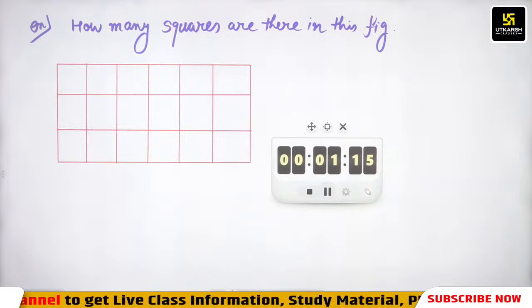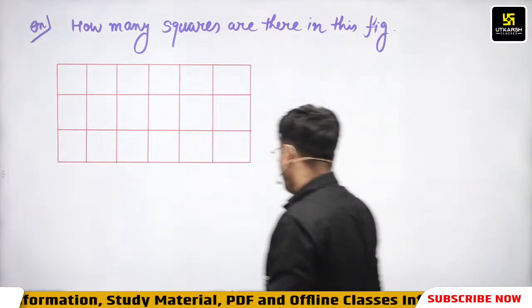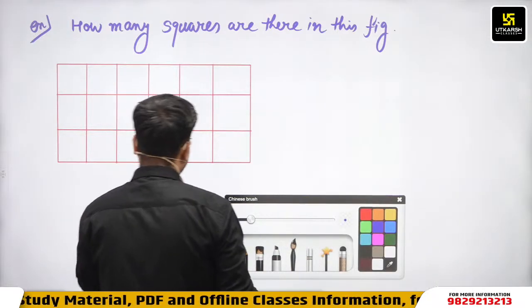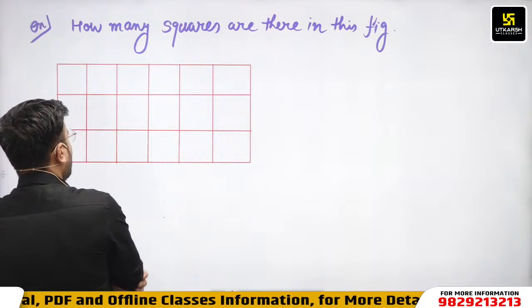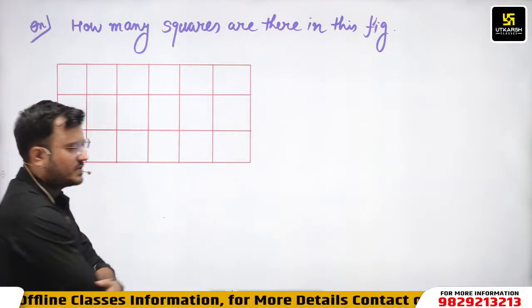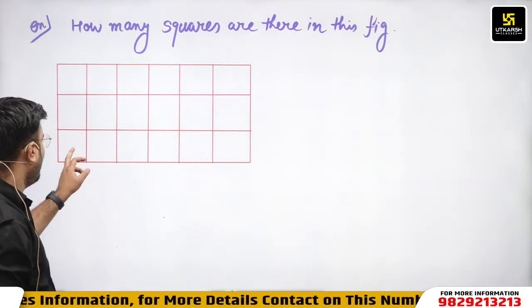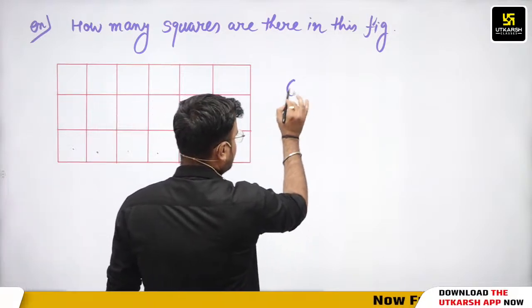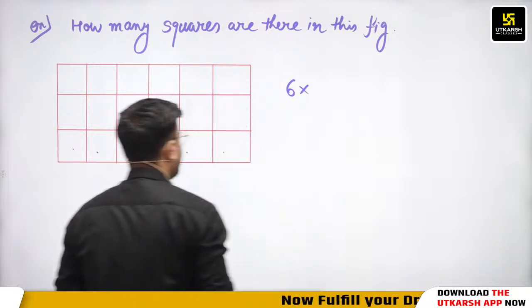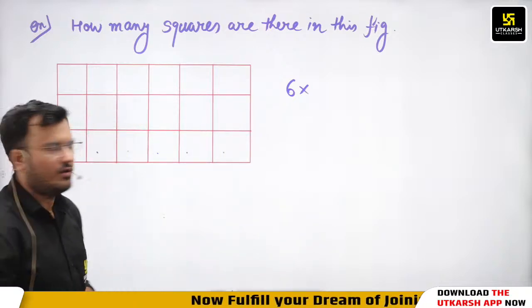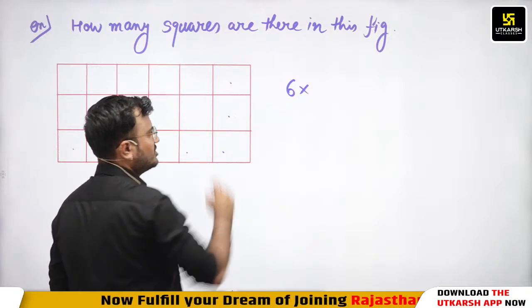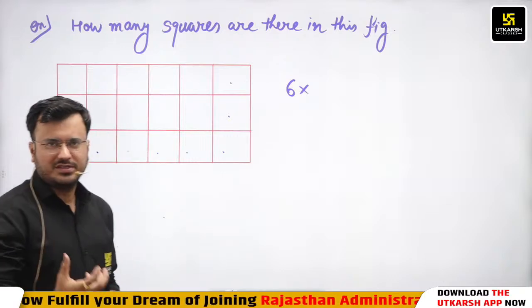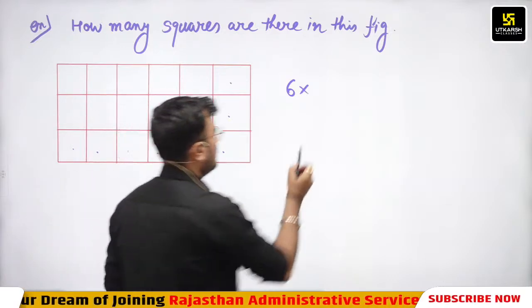So time up, guys. Let's see how many squares are there. As I told you, the same trick will work here also. So how many smallest squares in horizontal order? 1, 2, 3, 4, 5 and 6. So 6 into the number of smallest squares arranged in a vertical order: 1, 2 and 3. So total 3 smallest squares are arranged in a vertical order.